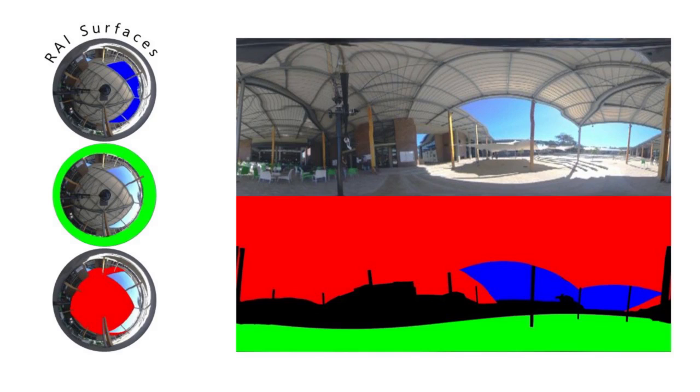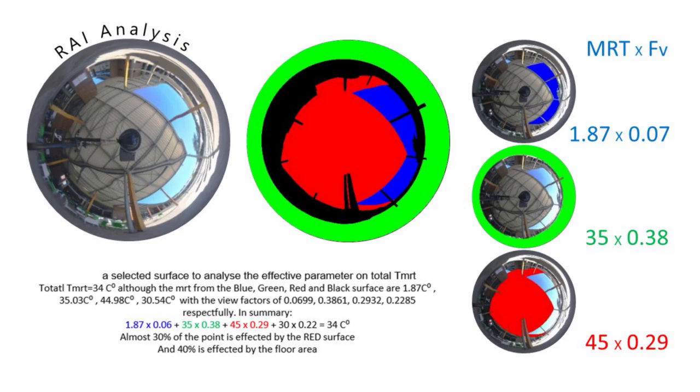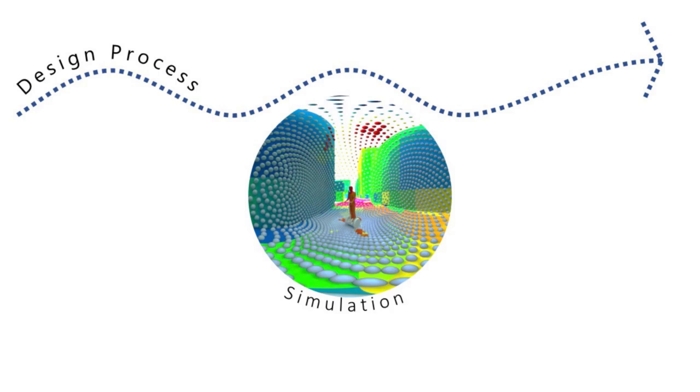Surfaces can be assessed individually to indicate the role of each and evaluate the material properties and orientations. In this example, the context is divided into 4 main surfaces to be checked. As shown, the canopy represents a surface at 45 degrees Celsius with a 0.3 view factor.